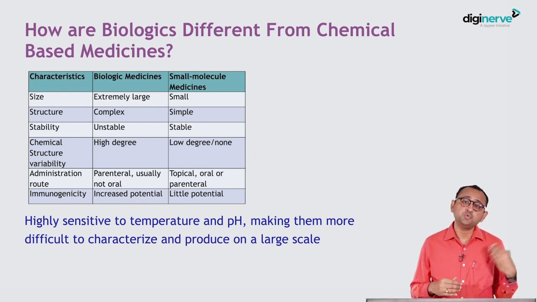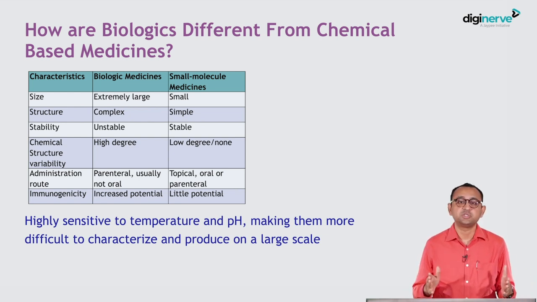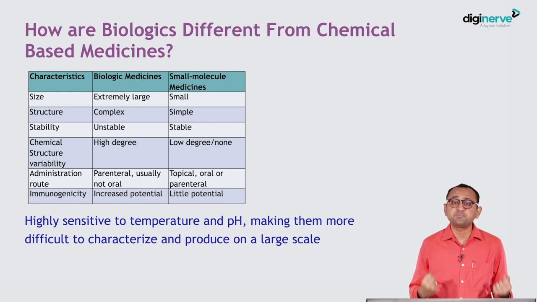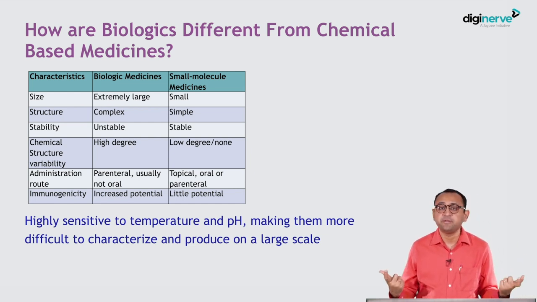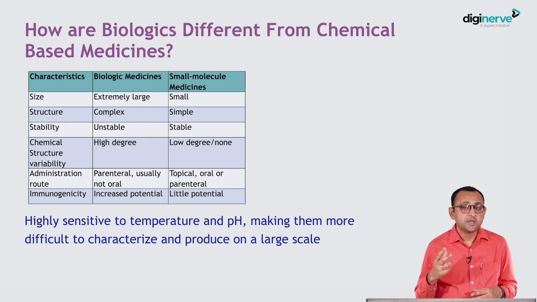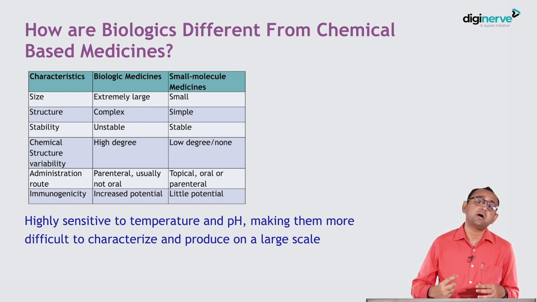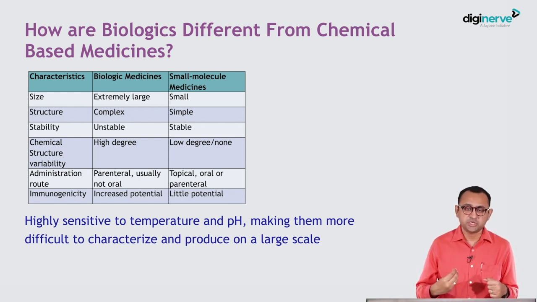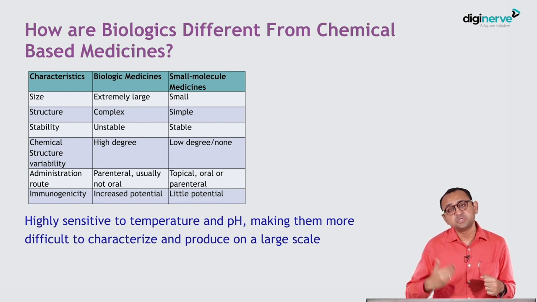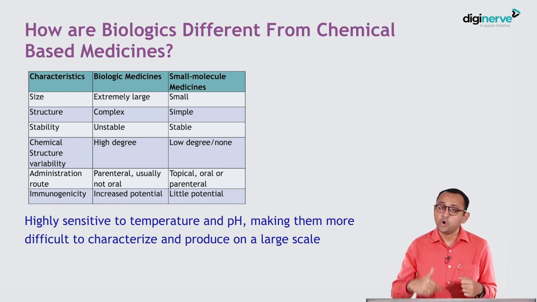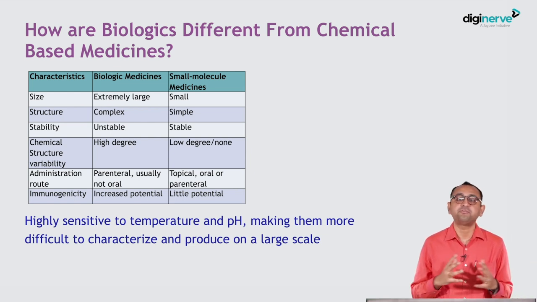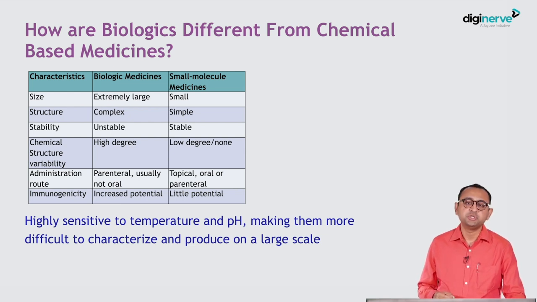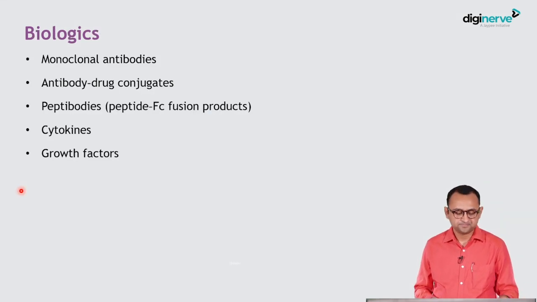Immunogenicity is a huge issue with biologics that we need to understand. Because they are therapeutic proteins, they will evoke an immune response inside us, the antigen-antibody reaction. The anti-drug antibodies produced by this biologic insertion into our system may result in reduced efficacy and may also raise some safety concerns. But for small molecule medicines, there is very little potential to produce an immunogenic response.